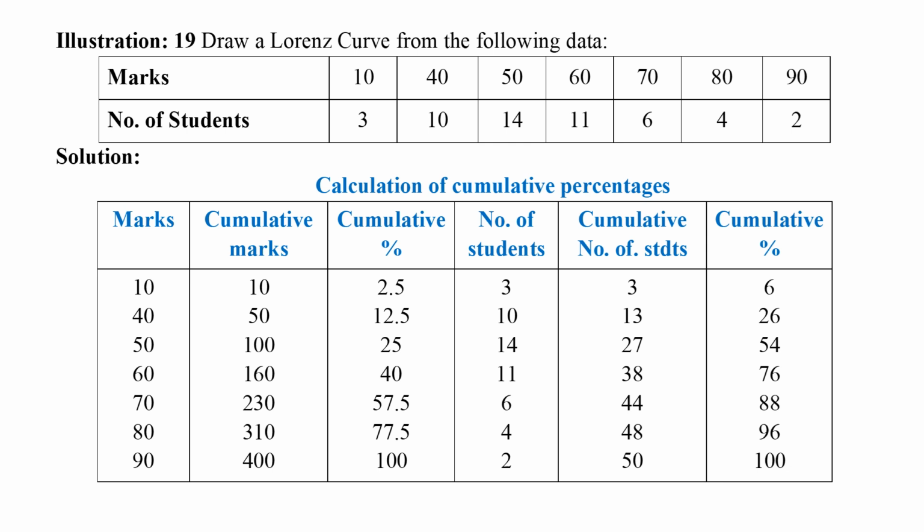In the third column, the percentage of it should be calculated. That is 10 by 400 into 100 is 2.5, then 50 by 400 into 100 is 12.5. Like that, remaining values should be calculated. In columns 4, 5, 6, the same should be calculated for number of students.